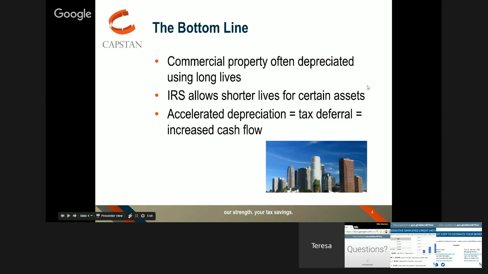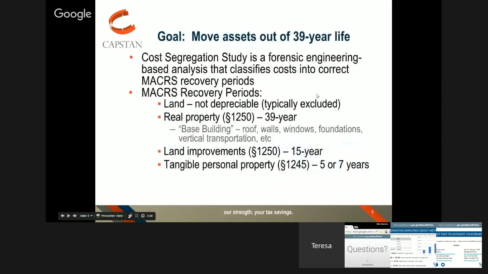So this is quite helpful for folks that are trying to offset income. If you've got a profitable business, this is a way to offset income. So we talked about the 39-year life. What happens when we're doing a cost segregation study is we're basically moving out of that 39-year into land improvements, which you depreciate over 15 years, or tangible personal property, which is 5 or 7 years.